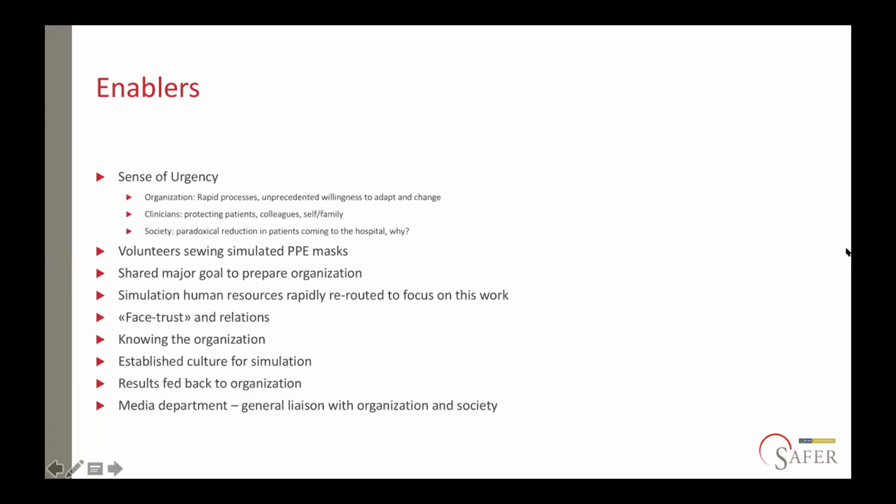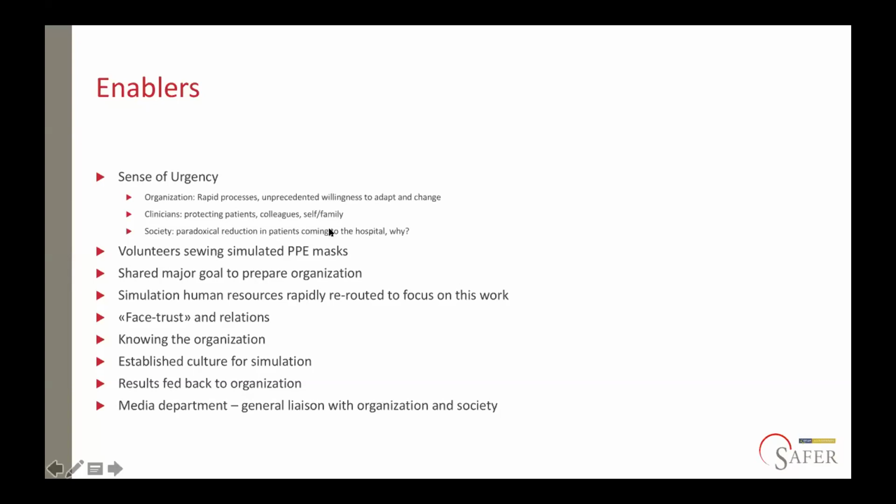Suddenly, it was not an issue to have different goals for different wards. It was quite easy to sell in the major shared goal to prepare the organization. So when you have one major goal common for all the people in the organization, it is much easier to do the changes that are needed to face the situation.